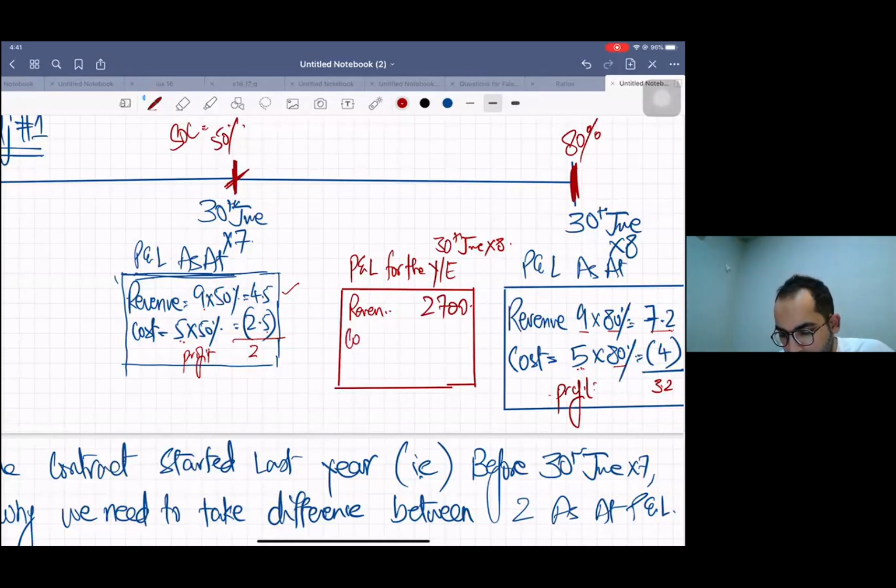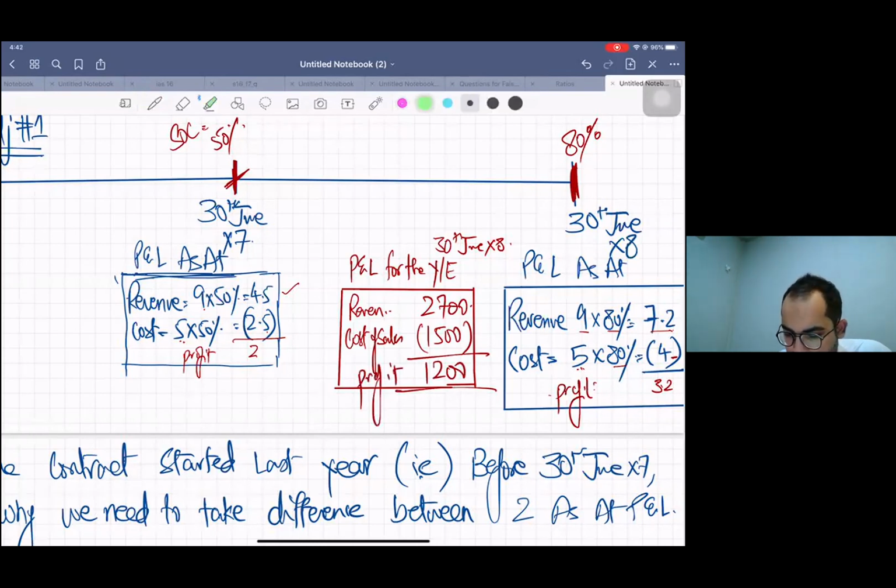And what will come in cost of sales? The as at cost of sales is 4. As at 30, the total cost of sales as at is 4, and the last year we have already booked 2.5. So 4 minus 2.5 is 1.5, which is 1500. So tell me, this is the for the year profit. Let me use the highlighter. This year PNL we have to make.